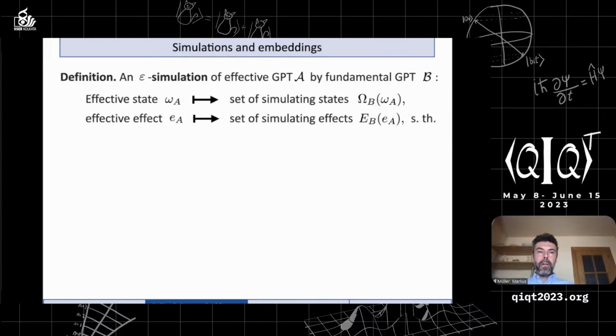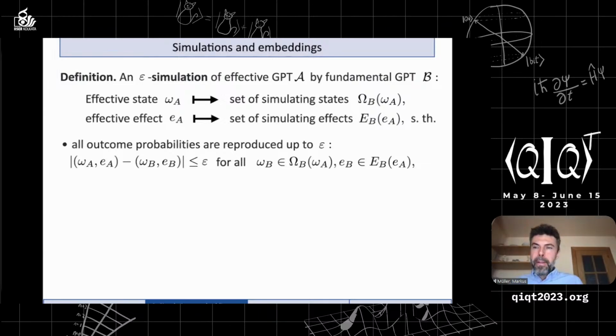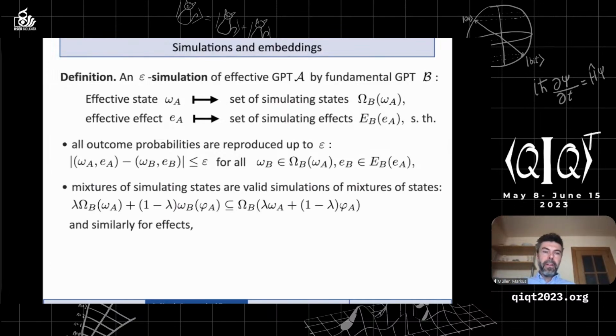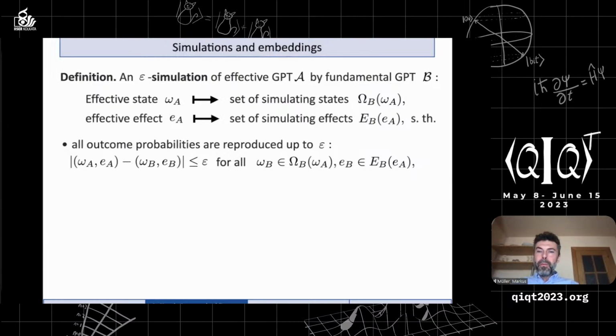Right. So then what we define is we say what is a simulation up to error epsilon of an effective probabilistic theory A by a fundamental theory B. Well, to every effective state omega A, you have a set of simulating states on B that I denote omega B of omega A. For every effective effect in your lab, you have a set of simulating fundamental effects EB. Right? And when you pair them together, then you get the same probabilities up to error epsilon. Okay, that's the first condition.